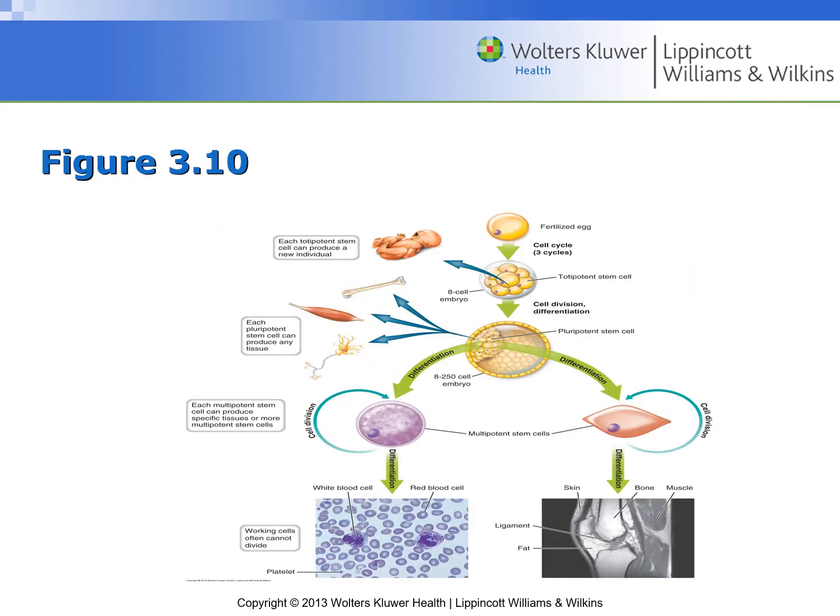Figure 3.10 illustrates cell differentiation. The entire human organism develops from a single fertilized egg. As this initial cell divides, it produces stem cells which further divide and differentiate to produce all the specialized cells of the body.